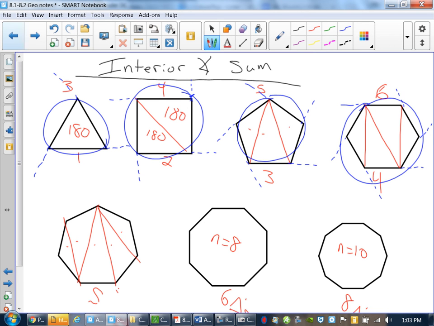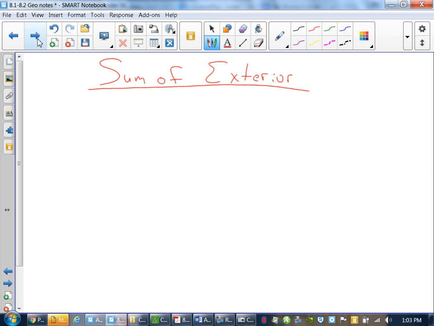So what I'm getting at here, guys, is no matter what, to go around an object, the exterior angles will always add up to equal 360, no matter what it is. Whether it's a triangle, a decagon, whatever. The sum of the exterior angles always equals 360 degrees.